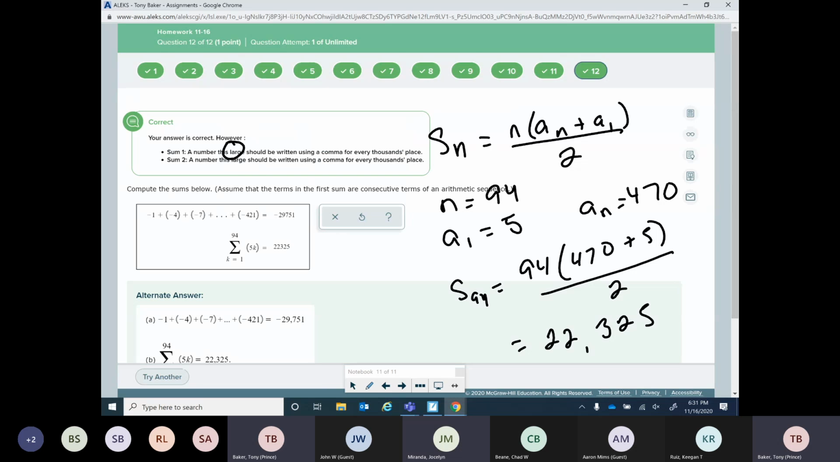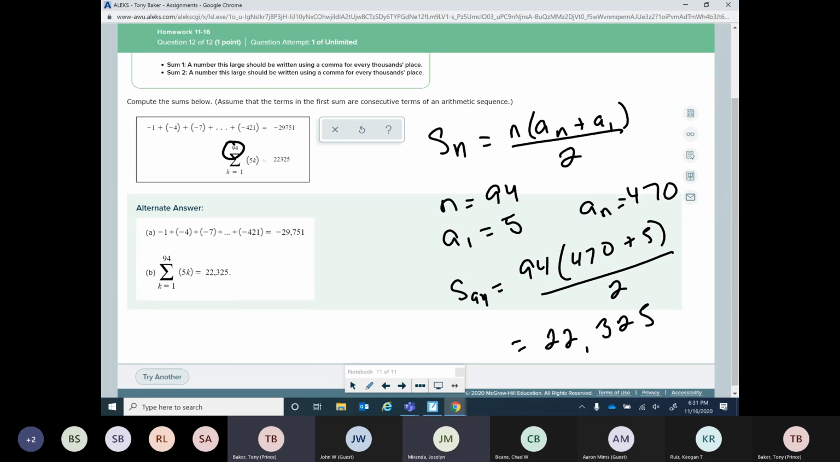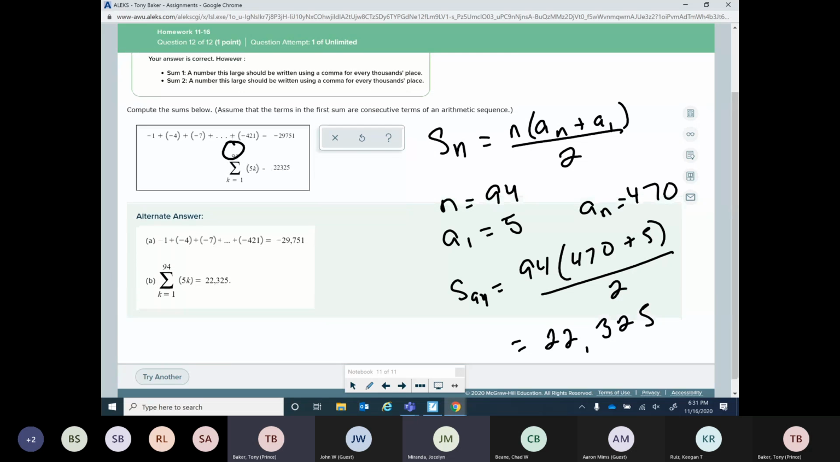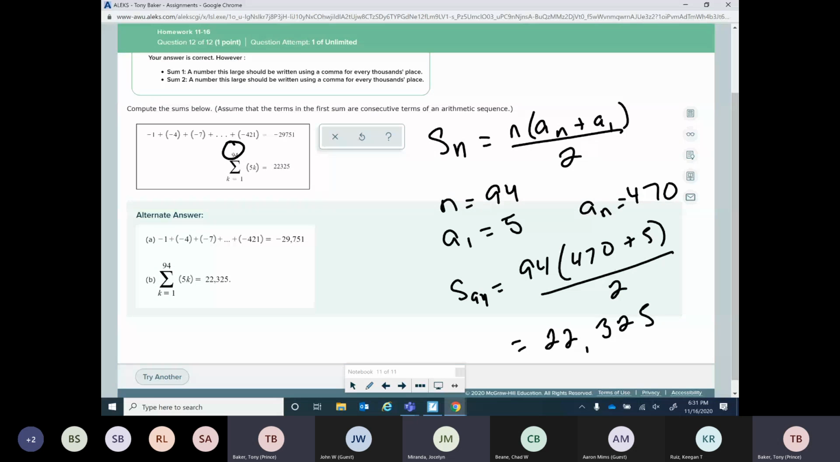Professor, could you explain what that symbol is? How do we read that? It's the summation. It's actually the Greek letter epsilon, but it stands for the summation. So it basically means if you write out the sequence, you're going to add up every single number that goes out. So you're going to add up 5 plus 10 plus 15 plus 20 and keep going all the way up until, in this case, the 94th number, the 94th term.